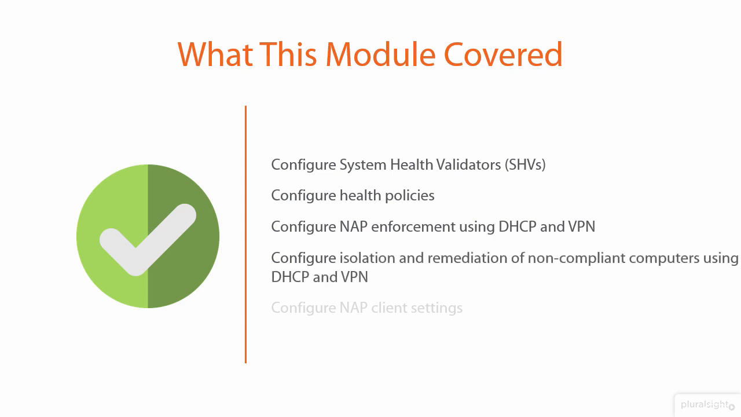We took a look at isolation and remediation, how we can set up those remediation server groups so that non-compliant computers could potentially then be remediated if they end up having a bad condition and get unhealthy. And then a look there at the NAP client settings, or effectively how you can configure all those NAP settings on a machine and ultimately through a group policy object to define that client-side NAP infrastructure.